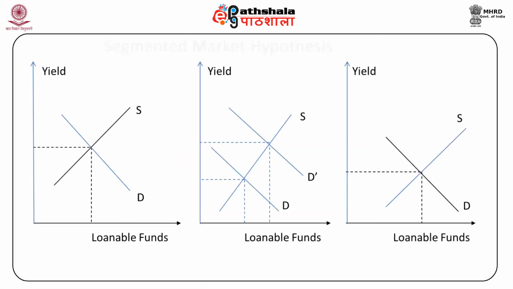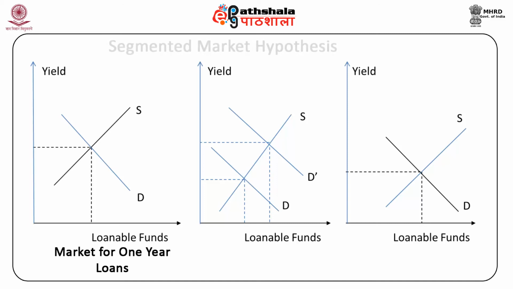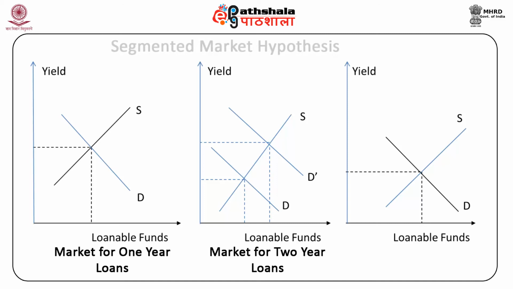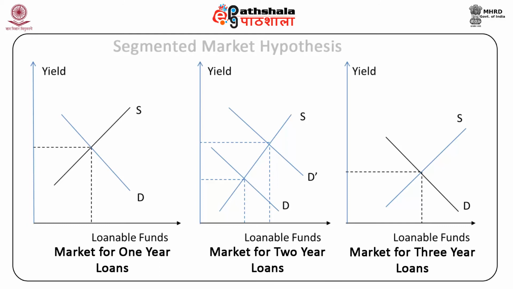In this, we can see that we have 3 possible scenarios. We have the market for 1-year loans, the market for 2-year loans, and the market for 3-year loans. And we have loanable funds on the x-axis and yield on the y-axis in these diagrams. The figure shows the segmented markets for 1, 2, and 3-year loans. An increase in demand for 2-year bonds, raising the interest rate on 2-year loans, affects neither the market for 1-year bonds nor the market for 3-year bonds.